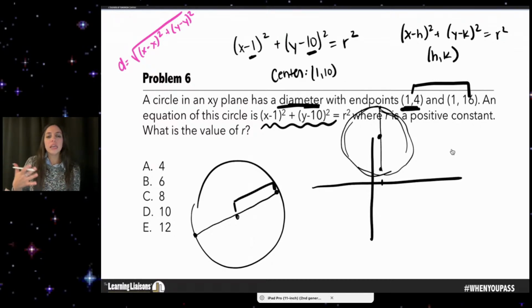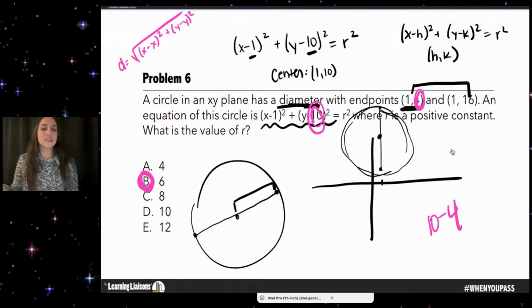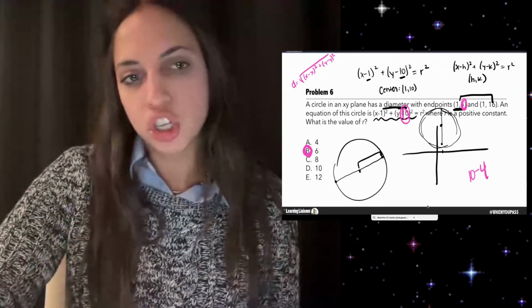If it's like what we were given, then we can just count, right? We can count between 4 and 10 and figure it out. What's the distance between 10 and 4? 10 minus 4 is 6. So R is 6 in this case. But if it's not easy to count, then you have to do the distance formula. Does that make sense? Questions, comments, concerns?